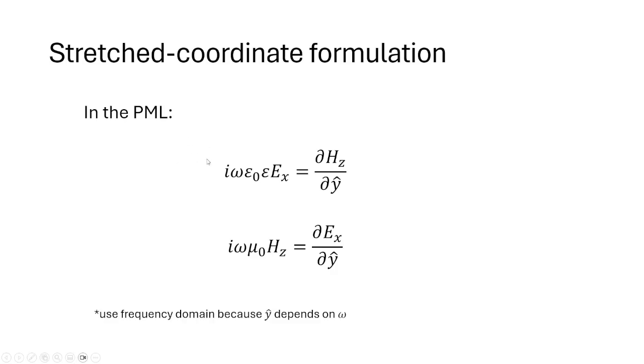Okay, so in the PML region, this is what our Maxwell's equations look like. Now, I wrote them out in frequency domain, so I replaced the time derivatives with i omega. Hopefully you understand why that is. And over here, you can see I replaced the space derivatives with d by d y hat. Oh, right, and the reason I'm using frequency domain is because our y hat depends on frequency.